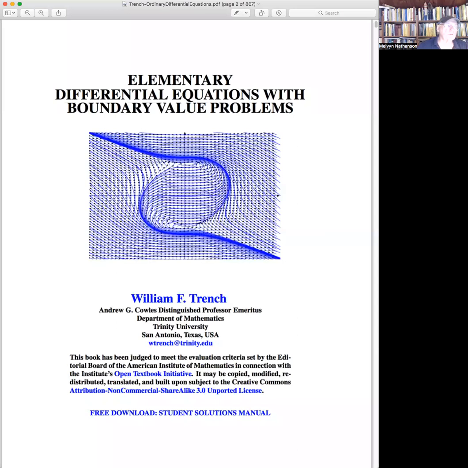I'm using a textbook which is available free on the internet. I downloaded it and posted it on the website. And the book is this book by William Trench, Elementary Differential Equations with Boundary Value Problems. And since we're fortunate enough that everyone has it, it's completely free, you don't have to buy it, I'm going to follow it very closely.